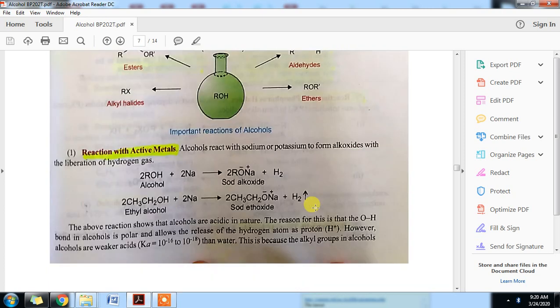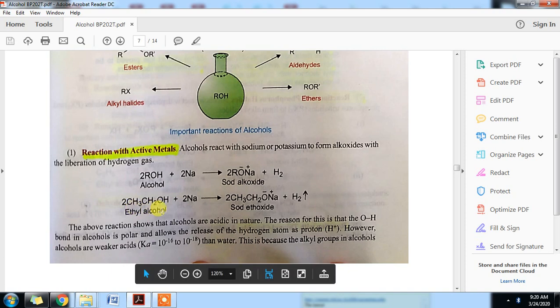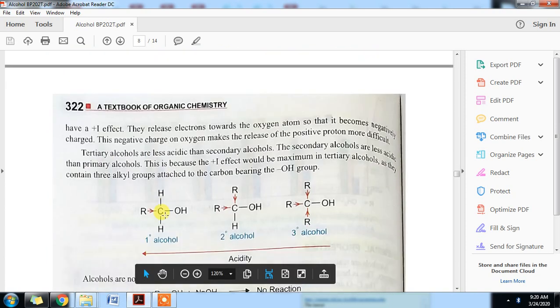So you see this ROH, from here H plus is removed. So this alcohol also behaves as a little acidic, understand, as the bond is going to break from here. The compounds that have the tendency to give up H plus easily in the presence of some metal can give this kind of reaction. So basically primary alcohols are more prone to this.